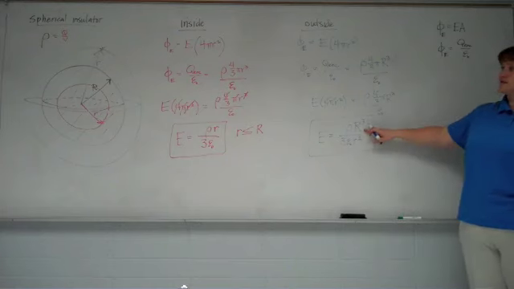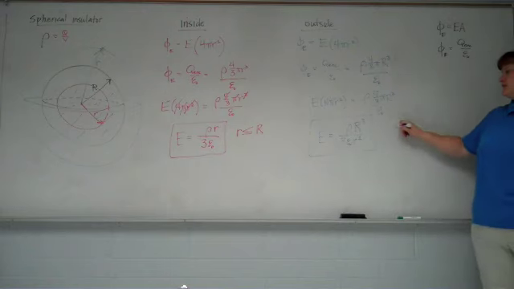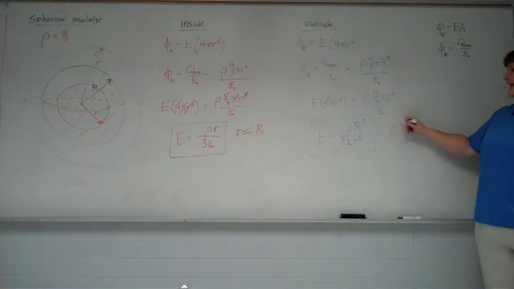Big R is a constant. Big R is the actual radius of the charged object. Little r is the point we're interested in. This equation will work outside of our sphere.